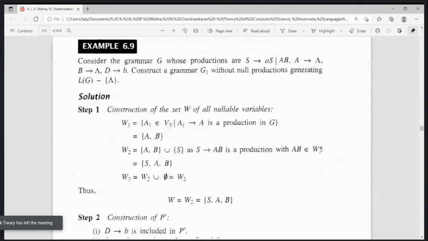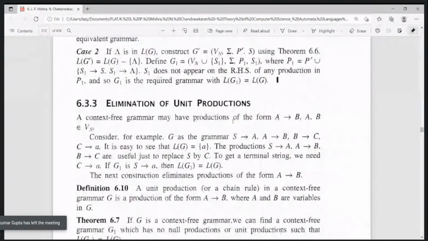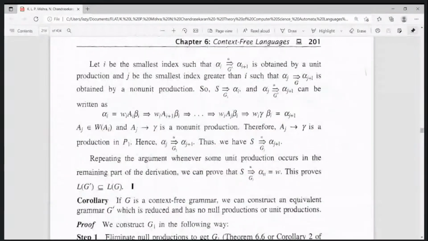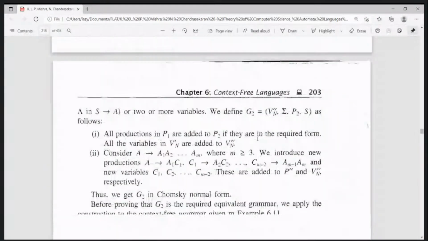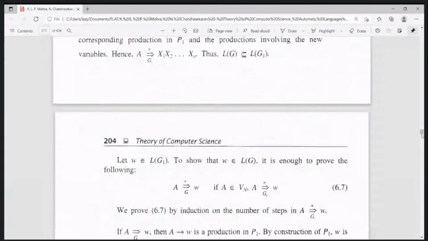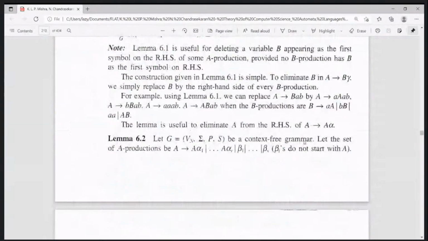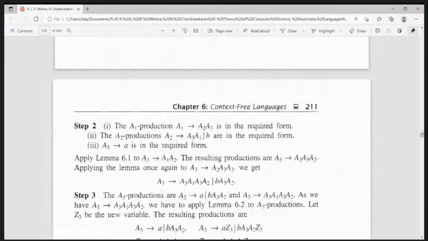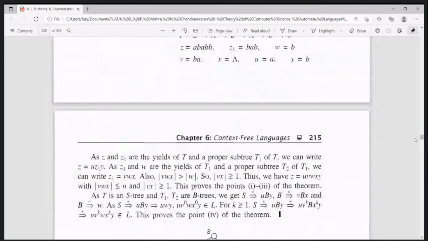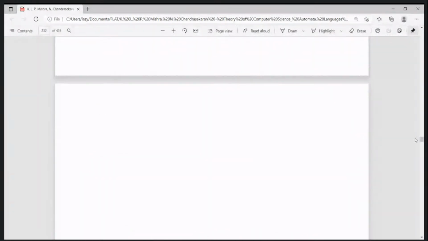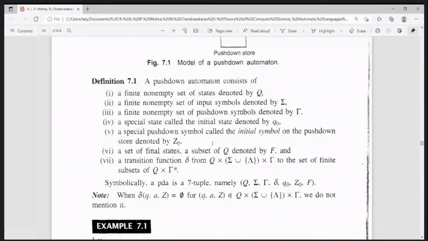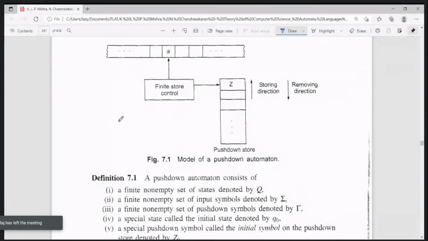Okay, so we were discussing the concept of PDA, Pushdown Automata, and in that context, we have done one example. Let us cover a few more things about PDA, and then we'll move to the next topic.